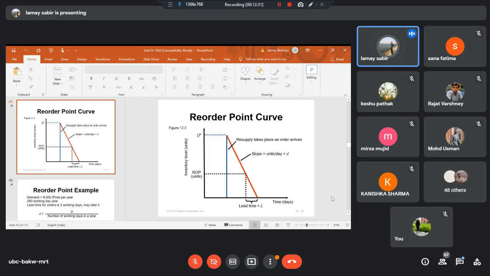But before we reach the level of zero inventory, we have to place our order. This point at which we place the order before it gets zero is known as reorder point. You can see in the diagram ROP is written. This is the reorder point. Now the question is, how do we calculate the reorder point? Do we have any mathematical formula for calculating reorder point? The answer is yes. We have a mathematical formula to calculate the reorder point. Now, what is that formula? That I am going to discuss with you.